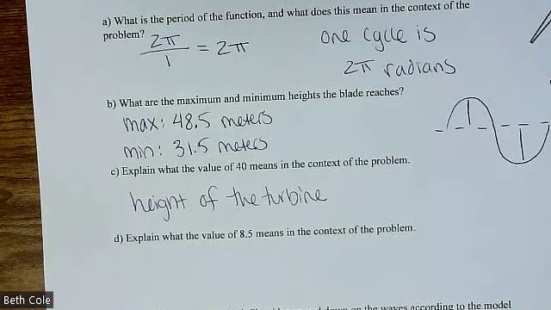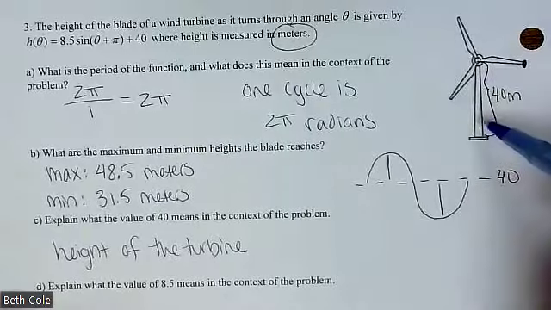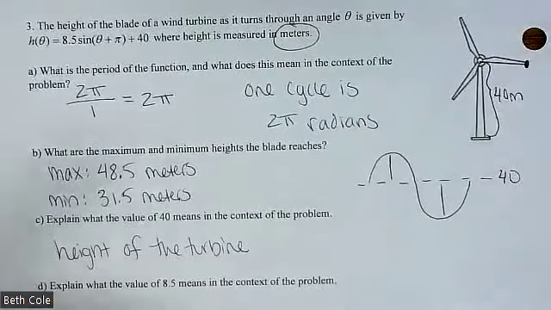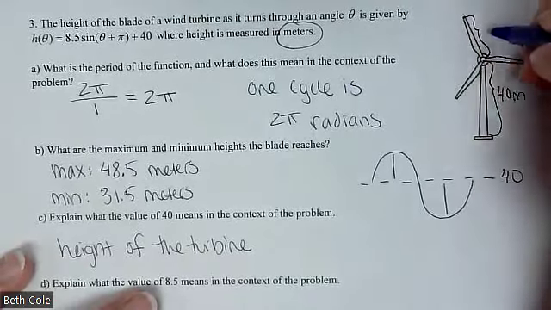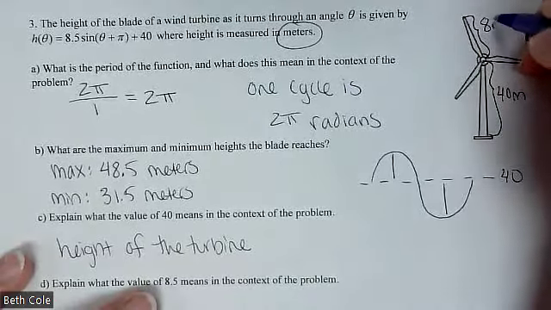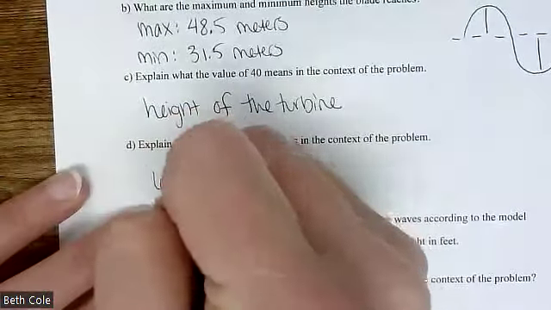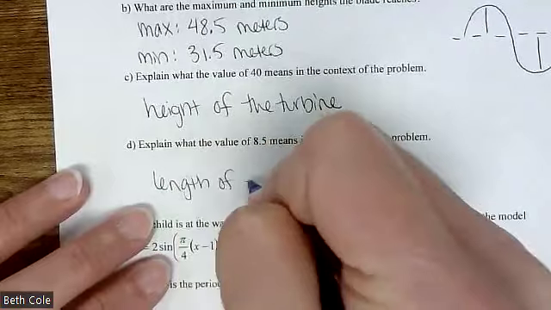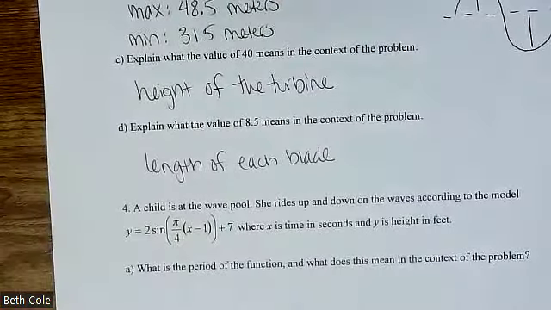And so if the 40 meters is the height of the turbine, what's the 8.5? Well, it goes 8.5 above that center and 8.5 below that center. So what's the 8.5? Yeah, the length of the blade. So we're going to say the length of each blade. 8.5 meters, those things are huge.